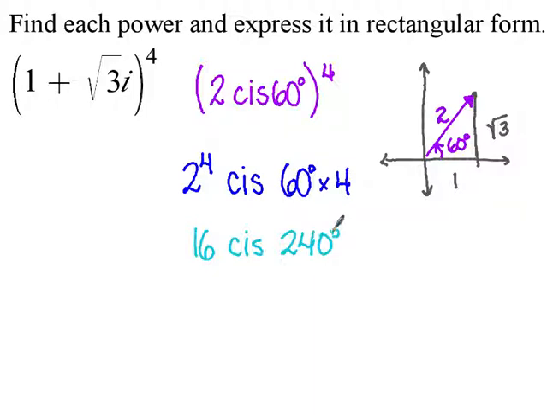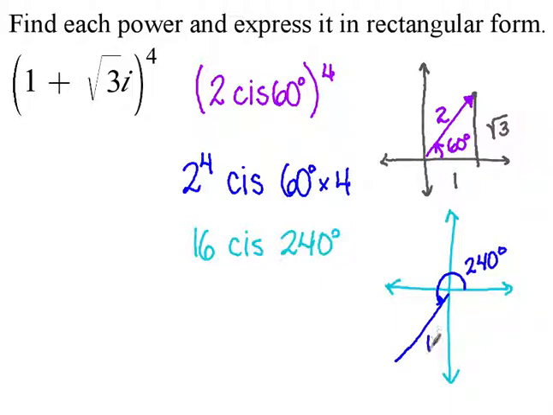Now that's in polar form. What they want us to do is actually write that in rectangular form. So rectangular form is exactly what I started with. In order to write that in rectangular form, 240 degrees is going to put me right here, right? That's where 240 is. I know I've got a radius of 16. So let's go ahead and locate what I end up having here.